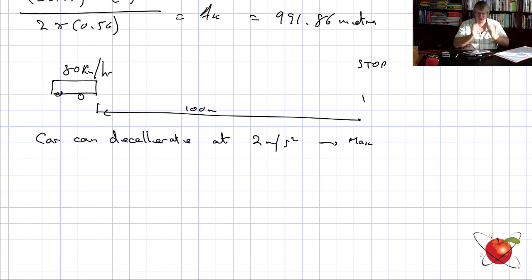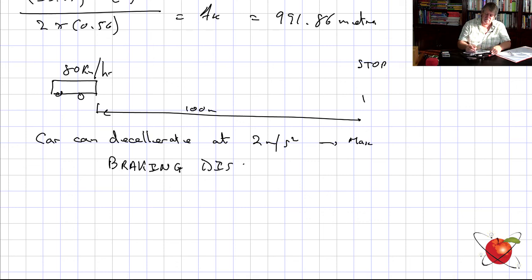All right? So the question now that comes into play here is going to be, will I stop? Have I got enough? What? Do I have enough braking distance? Right? Very important question, isn't it?